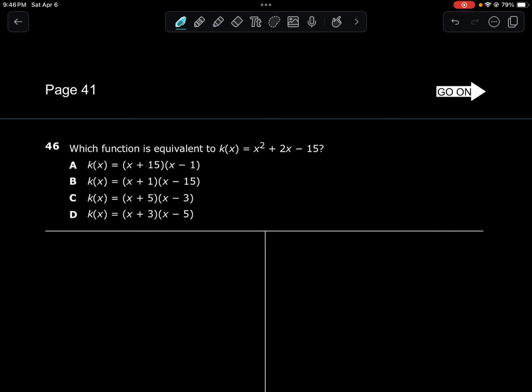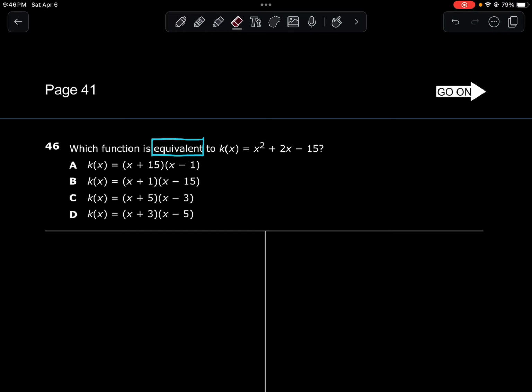46. Which function is equivalent to this one? Is it that, this? Well, I'm not going to think of it really hard. It says equivalent. Equivalent functions have the same graph. So I'm going to plug in the given function and compare its graph with the graph of each one of those. Whichever has the same graph as the given function, that's the equivalent one.